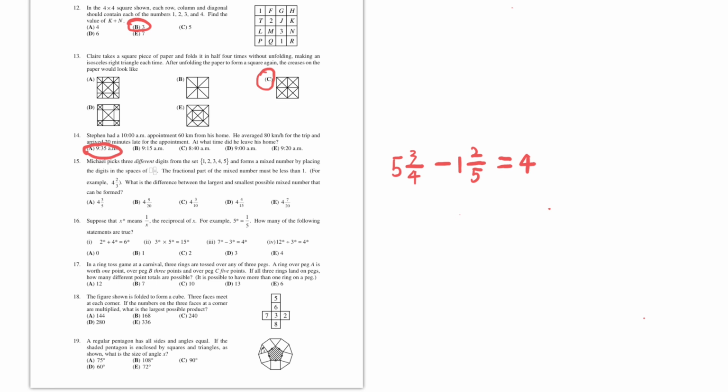For the fractions, 4 and 5 LCM is the 20, so 15 over 20 minus 8 over 20 equals 7 over 20. 3 times 5 is 15, minus 2 times 4, 8, equal to 7. So the answer is 4 7/20. The answer is E.